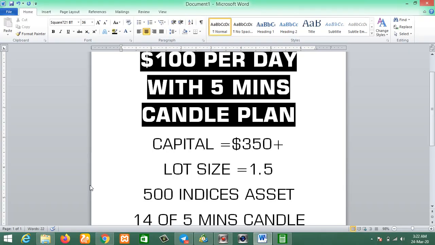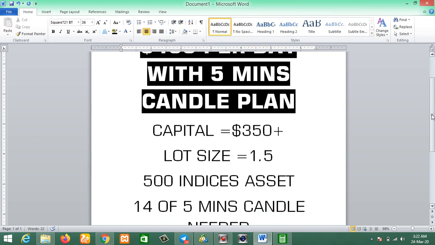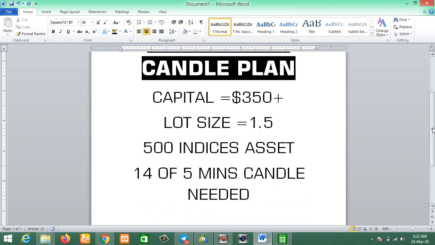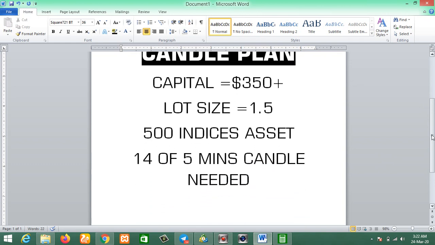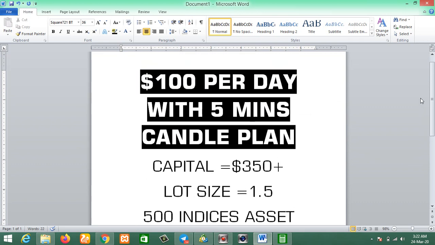So let's head into our video back again. We only need 14 of the 5 minutes candles to get our target. Only 14 of the 5 minute candles is needed to achieve our target. Okay, so this is the cheat sheet. This is how you follow this in total to make this kind of target.